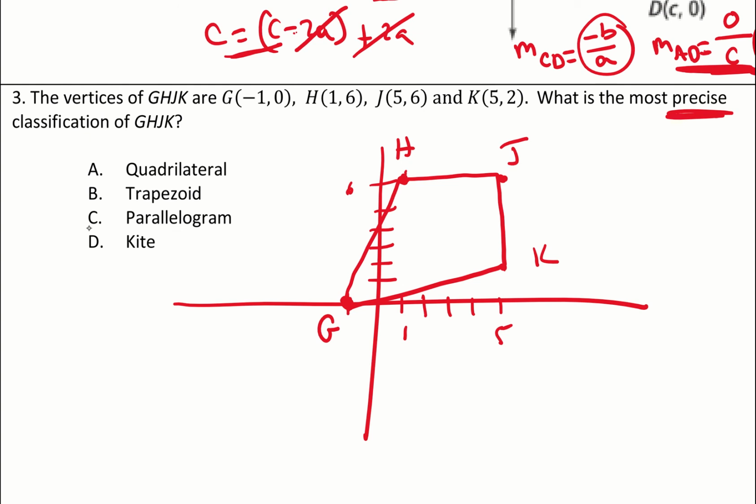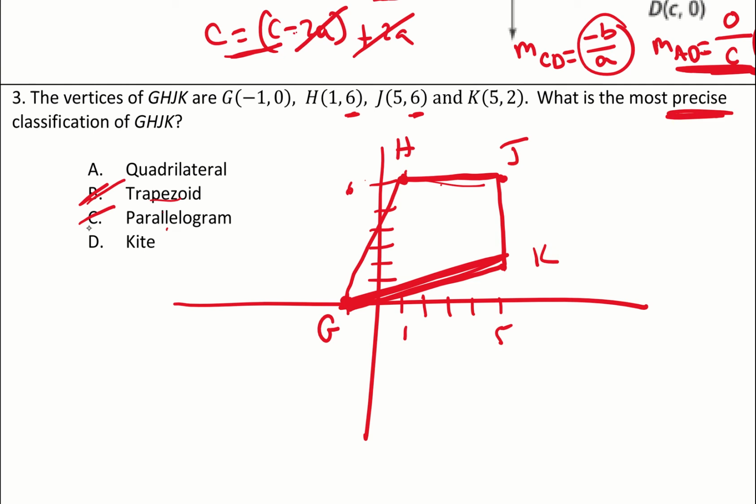It's definitely not a trapezoid because a trapezoid has a set of parallel sides, and these are not necessarily parallel. We can prove that because the slope of this is actually 0. It doesn't rise at all, right? They're both at the level of 6, H and J, so 6 minus 6 is 0. So the slope of that is 0. The slope of this is definitely not 0 because it's sloping upward. So it's definitely not a trapezoid, and it could be a quadrilateral if we cannot classify anywhere else. It's definitely not a parallelogram because it doesn't have any parallel sides.